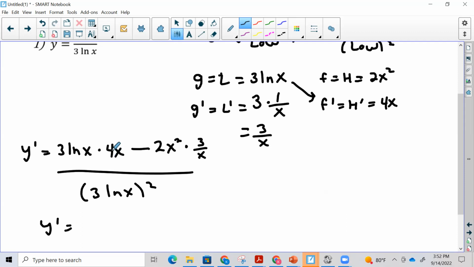So again, this 4x cannot be combined with this ln of x. So we can combine the 3 and the 4, like 3 times 4, which is 12, and then put the x in front. Minus, we have 2x squared times 3 over x, so we can do 2 times 3, which is 6. And then x squared divided by x, which is x. And then it's all over 3 ln of x squared. And that would be the derivative using the quotient rule.